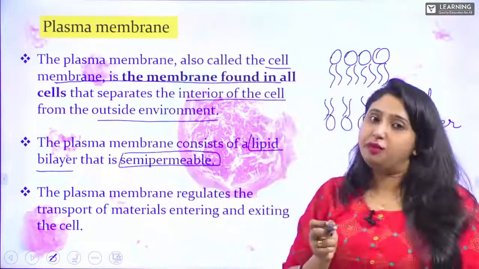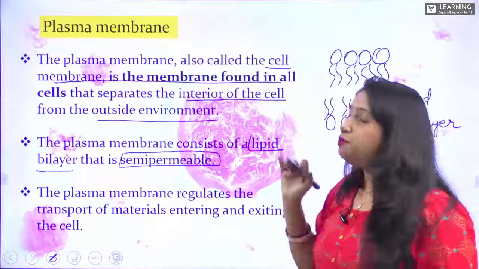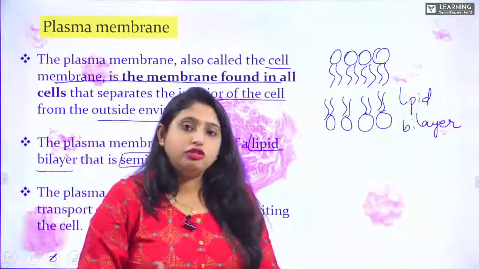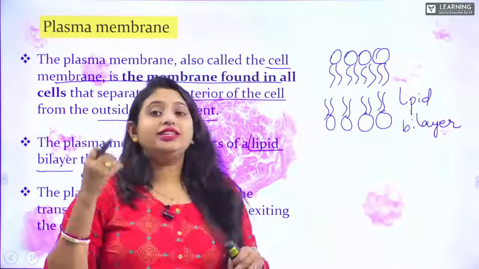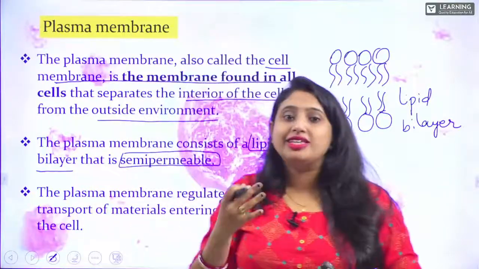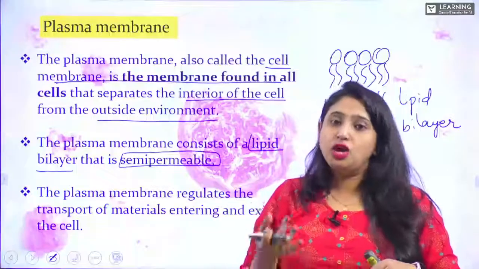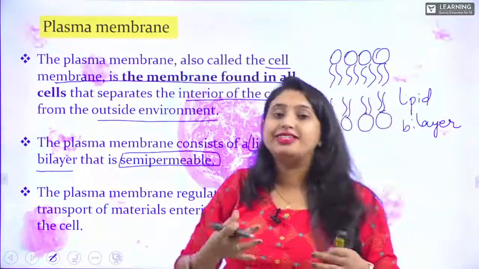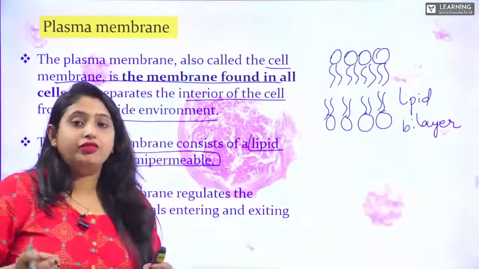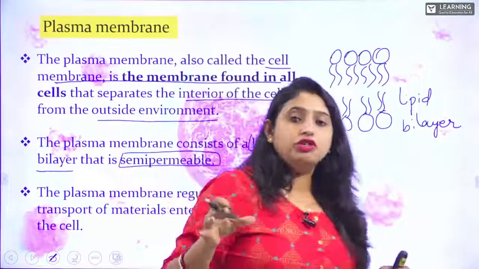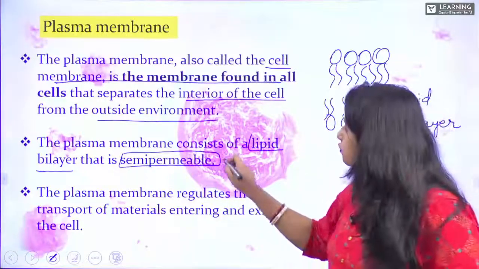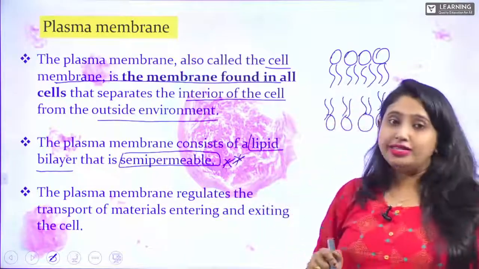What do you mean by semi-permeable? Semi-permeable means it will not allow all the molecules to get inside the cell. So it is selectively permeable. It only gives permission to the essential molecules which are necessary to the cell. It will allow only the essential molecules, right? So this is semi-permeable. This is very, very important. The plasma membrane is semi-permeable.